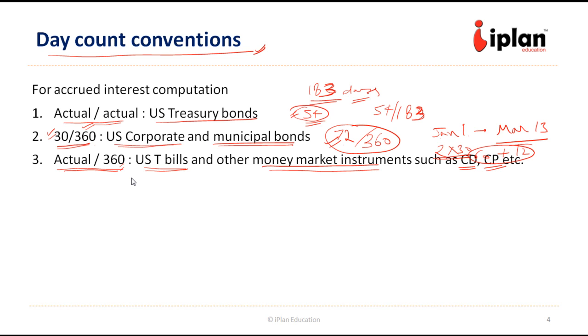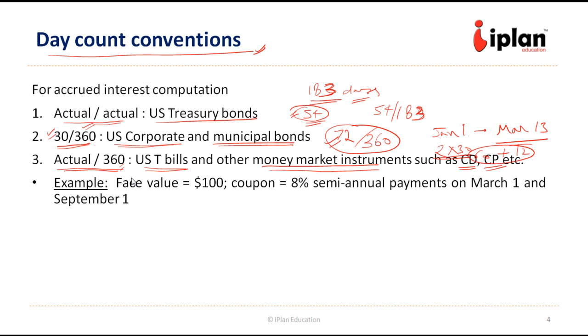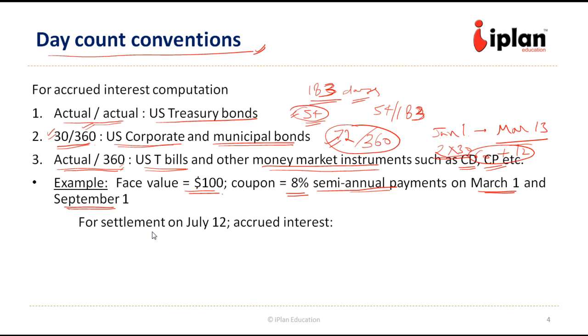Now to further understand this clearly, let us take a numerical example where we calculate it for all three cases. Suppose the face value of the bond is $100. The coupon it is paying is 8%. The payment is semi-annual and it is paid on March 1st and September 1st. So these are the days on which the payment is made. So let us take the first case. We have to calculate when the settlement is happening on 12th of July. So we need to calculate the accrued interest. First case is where we are talking about treasury bond. For example, for treasury bond, how do we want to calculate? Since it is 8%, so for semi-annual payment, it is going to be $4. $4 is for 6 months.